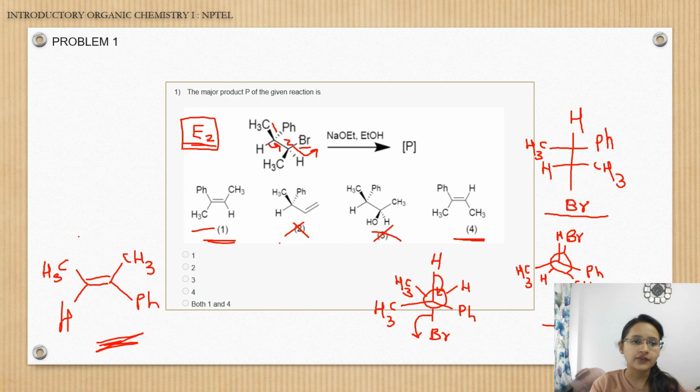So here, after getting this alkene in hand, you can clearly say that between 1 and 4, which will be the answer now? The option number 4 will be the correct one. So here you will have this alkene as a product P. So the value of P will be option number 4.